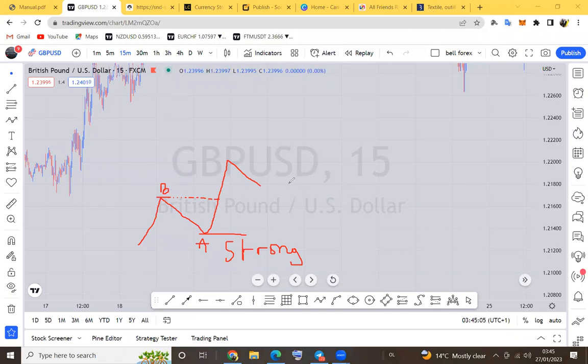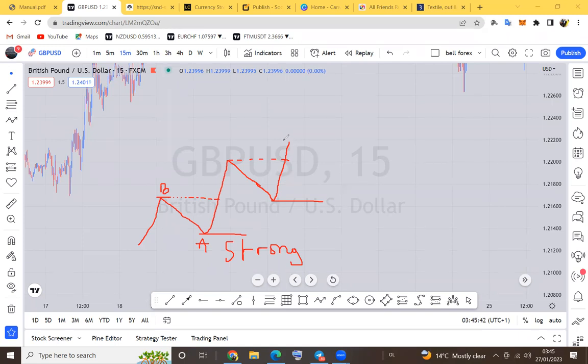Now, this guy comes down. He breaks again. This structure again is a strong structure. I want us to look at the strong structure in an uptrend to be the lows and the strong structure in a downtrend to be the highs. You can look at both, but I want us to be more efficient.